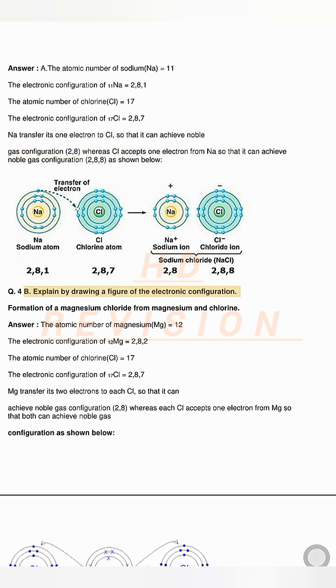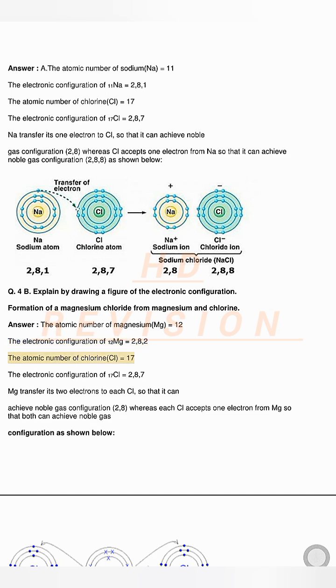Q4. B. Explain by drawing a figure of the electronic configuration. Formation of magnesium chloride from magnesium and chlorine. Answer. The atomic number of magnesium, Mg, equals 12. The electronic configuration of 12Mg equals 2, 8, 2.